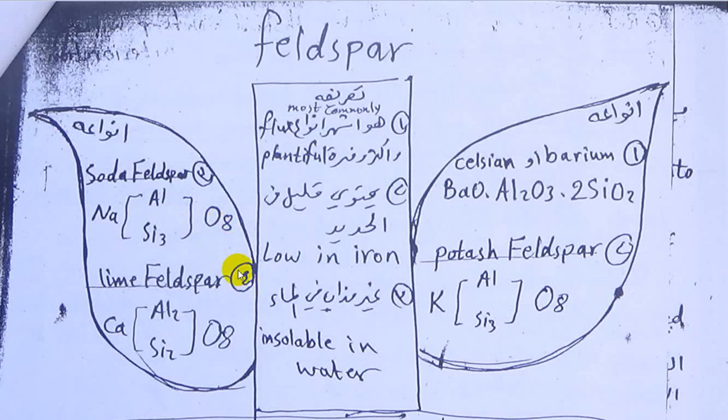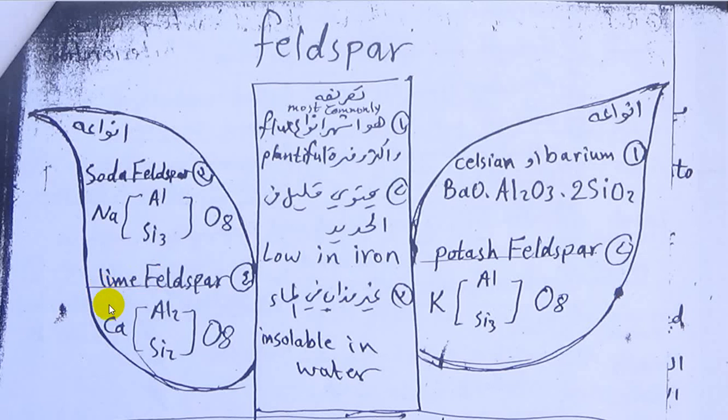The fourth type is lime feldspar. Lime feldspar is denoted by the Ca, the calcium. It is the calcium feldspar, feldspar with a high content of calcium. It could be denoted the high calcium feldspar in this case.